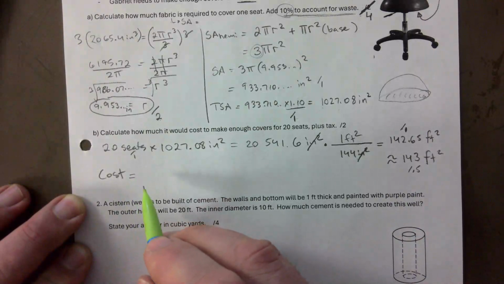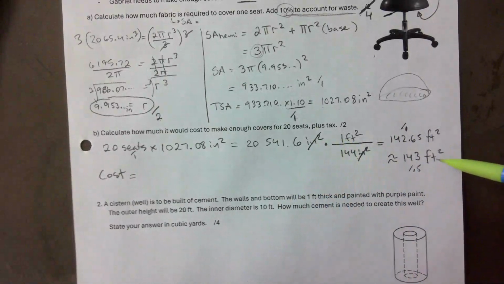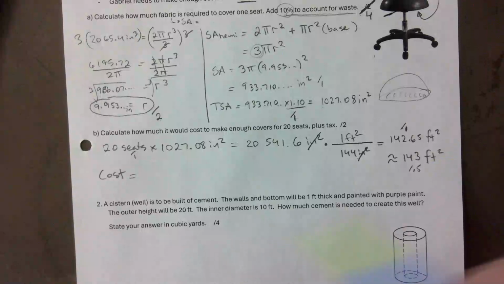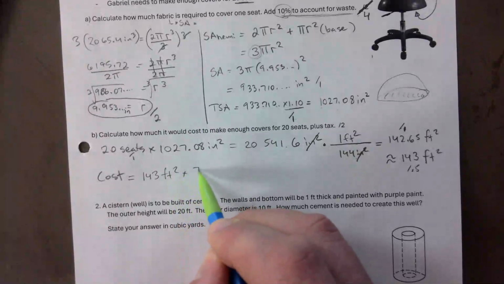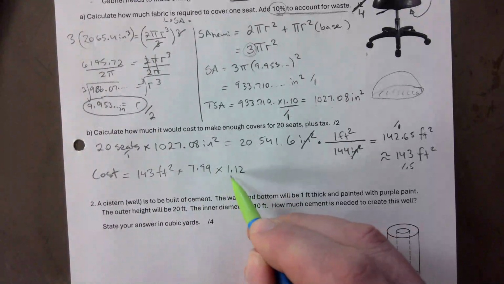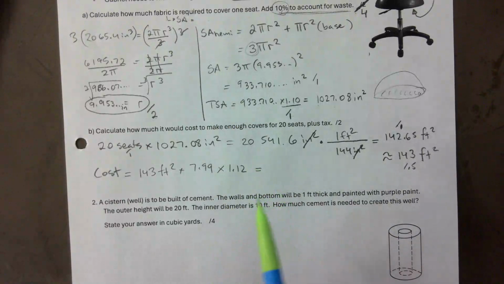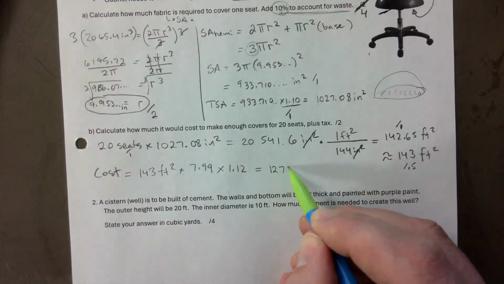Did you already include taxes somewhere else? Is this plus tax at the end? Yeah, so I'm not done yet because this is just the amount that I need to buy. Now I'm ready to do my final tax and all that. So I'm going to take 143 square feet times 7.99 per square foot. And I'm going to right away multiply by 1.12 because that's adding taxes. So if you do that in one shot, you get 1279.68.